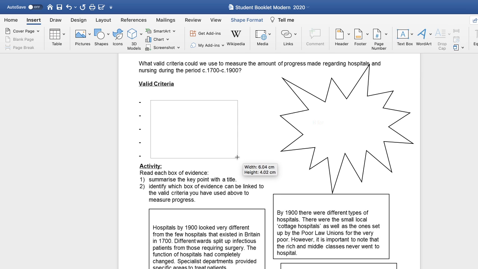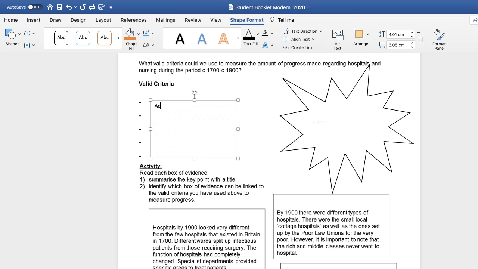So I'm just going to write here: access to medical care, increased life expectancy, success rate with operations, trained professionals. Okay, so we'll leave it there for now. That's my valid criteria. That's what I think good hospital and good nursing looks like.